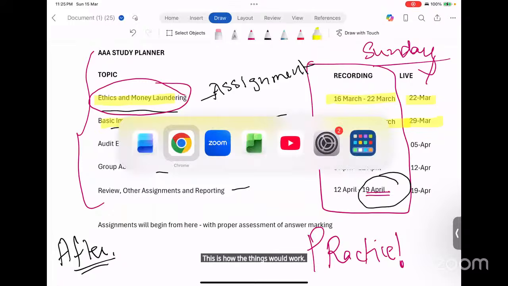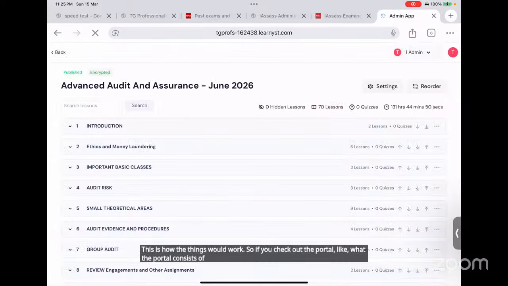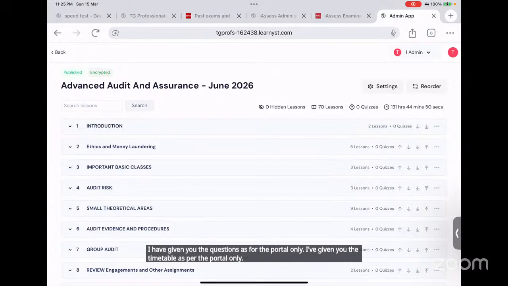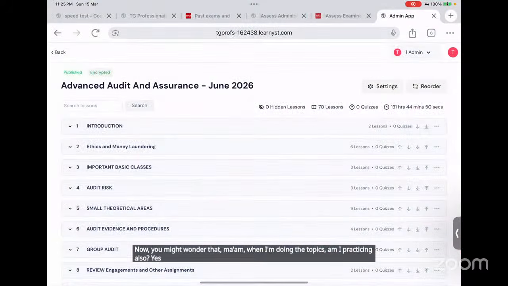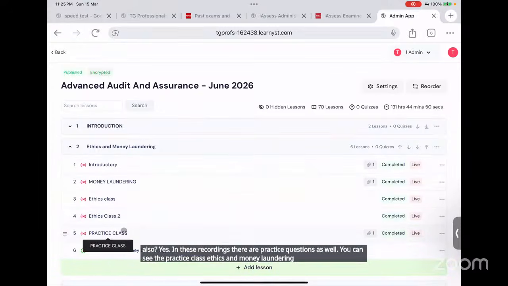So if you check out the portal, like what the portal consists of, I have given you the questions as per the portal only. I've given you the timetable as per the portal only. Now you might wonder, ma'am, when I'm doing the topics, am I practicing also? Yes. In these recordings, there are practice questions as well. You can see the practice class, ethics and money laundering. There are 2 practice classes here.